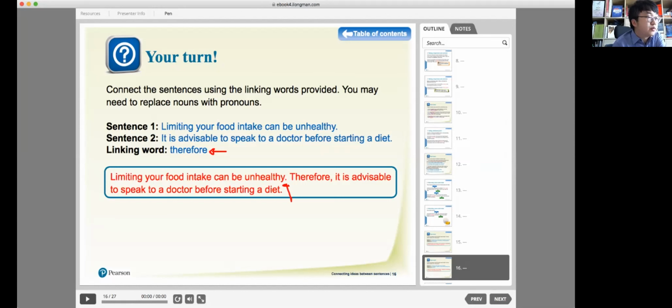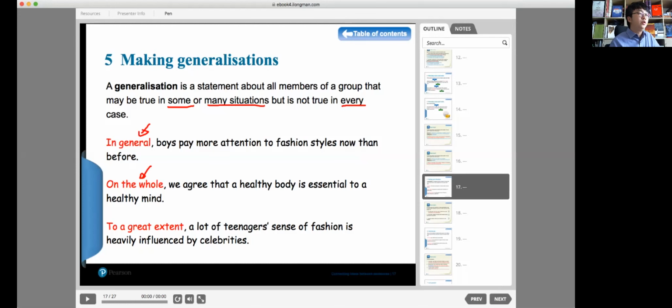This one, on the whole, we agree that a healthy body is essential to a healthy mind. So maybe not everyone agrees, but on the whole, most people agree. So this is why we can use on the whole here. Last example, to a great extent, a lot of teenagers' sense of fashion is heavily influenced by celebrities. A lot of teenagers' sense of fashion is heavily influenced, but maybe there are still some teenagers not influenced by celebrities. All right. So you can see we put connectives talking about generalization at the beginning of the sentence, and a comma.